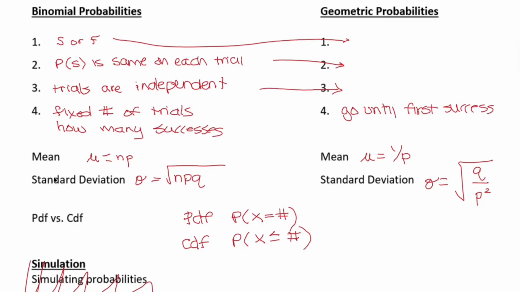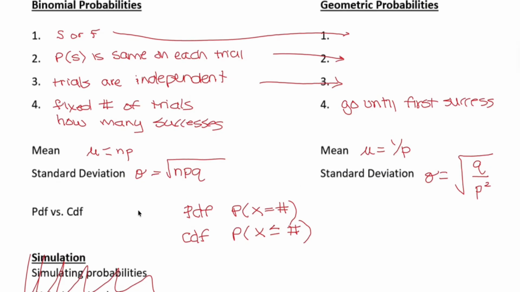And for mean and standard deviation for these two, for binomial, the mean you're going to use is n times p. The standard deviation is square root of npq. q is 1 minus p. The mean for geometric is 1 over p. The standard deviation is square root of q over p squared, or 1 minus p over p squared.